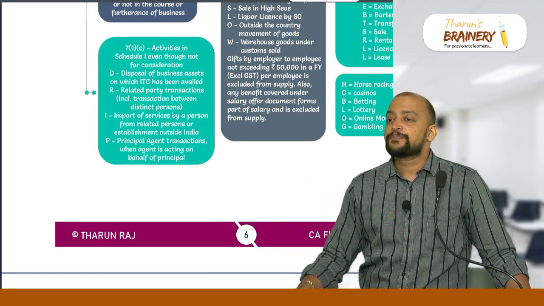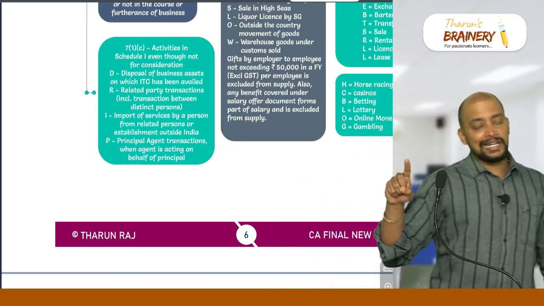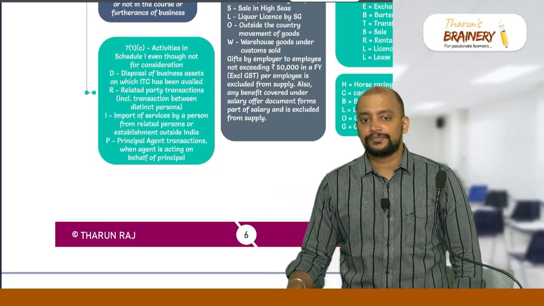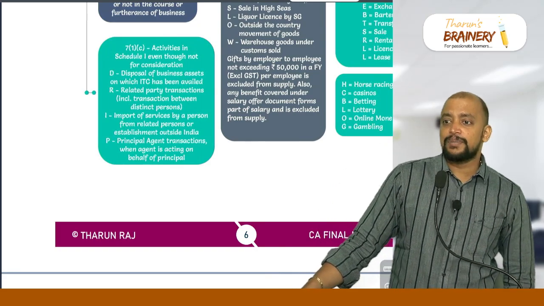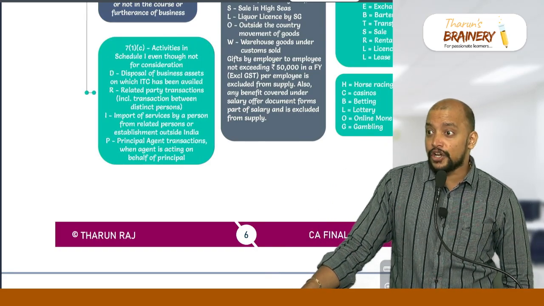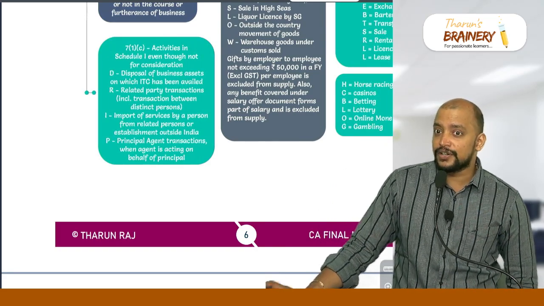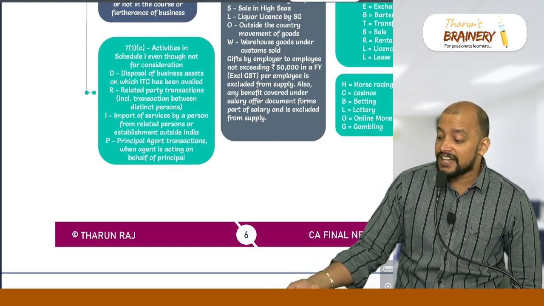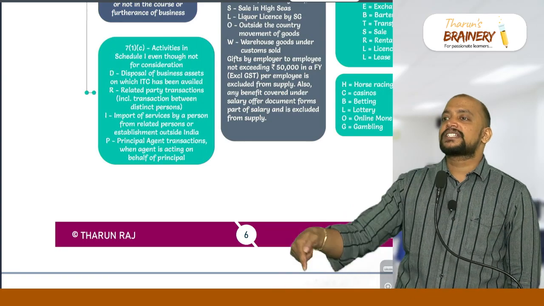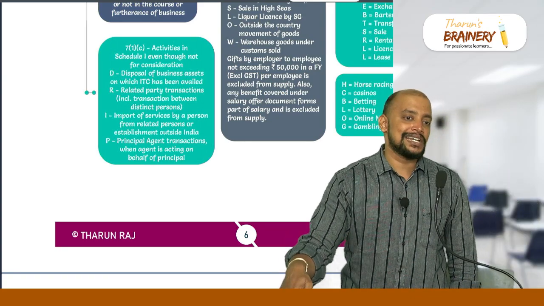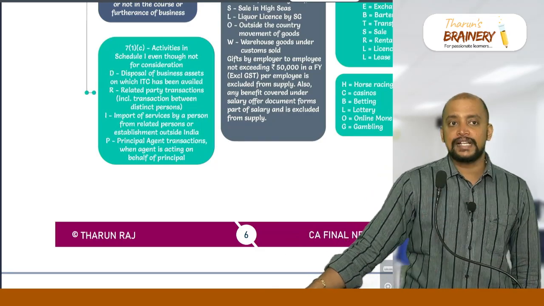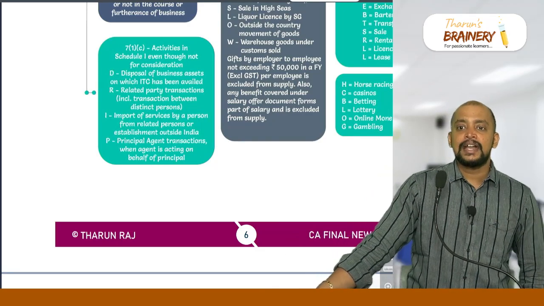Understood? Then what if I purchased a car, ITC not availed, that car I sold for a consideration? Will it become supply? Yes. I should not refer to 7(1)(c) because there is consideration. When there is consideration I need to refer to 7(1)(a). So as per 7(1)(a) it is for consideration, so it will become supply.